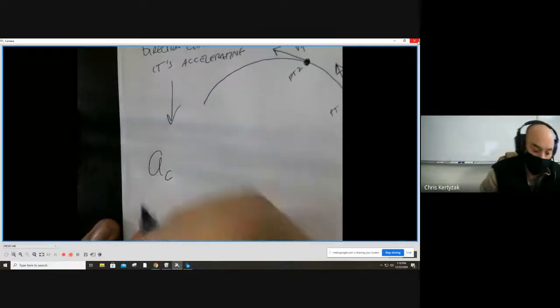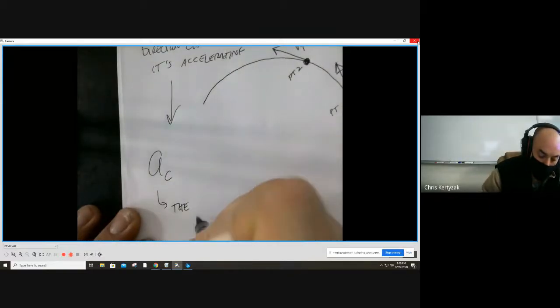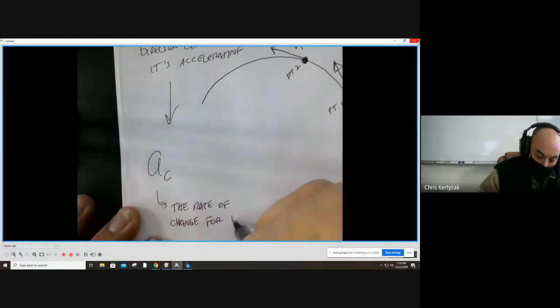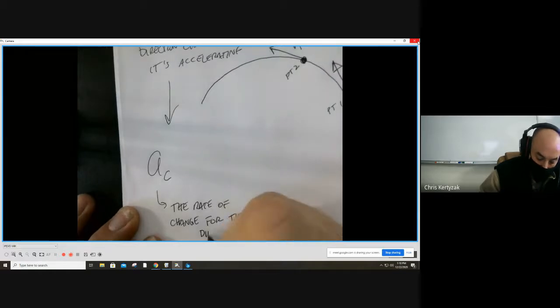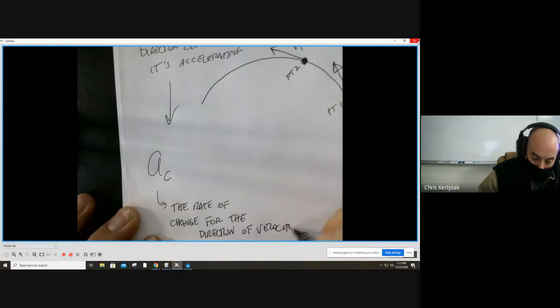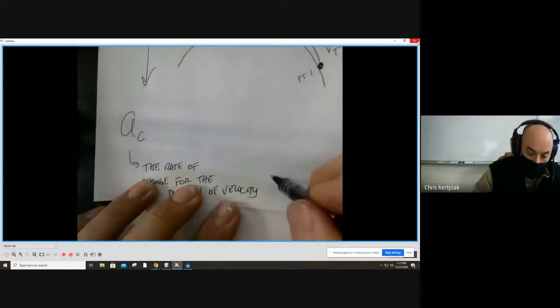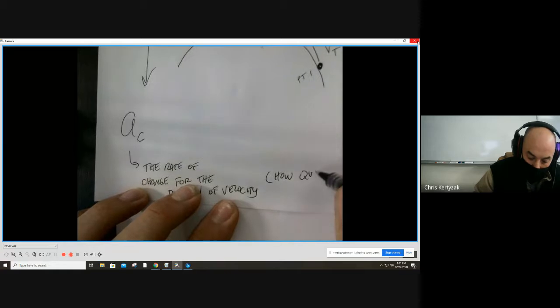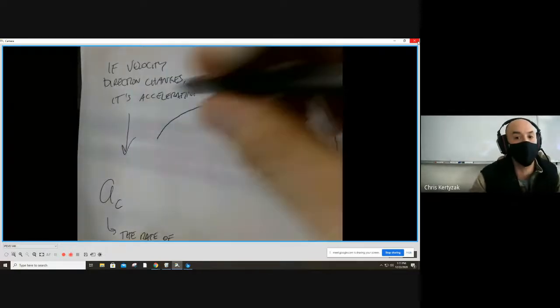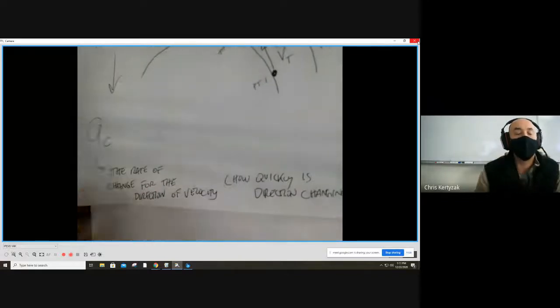It's a rate. It's the rate of change for the direction of velocity. Or in simpler words, how quickly is direction changing? That concept, how rapidly the direction physically changes as it goes around this loop, is called centripetal acceleration.